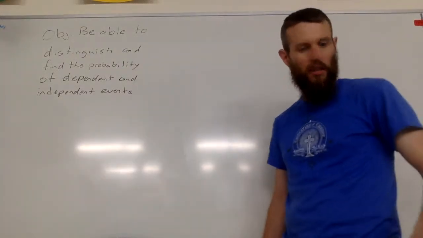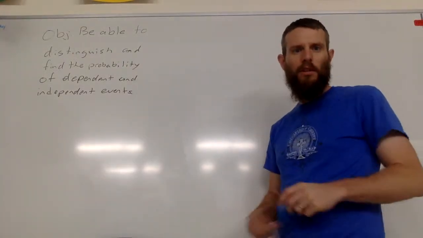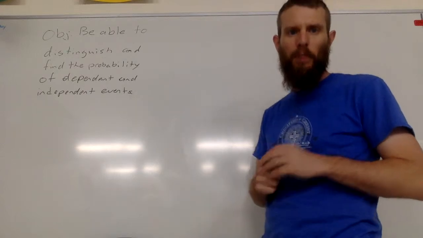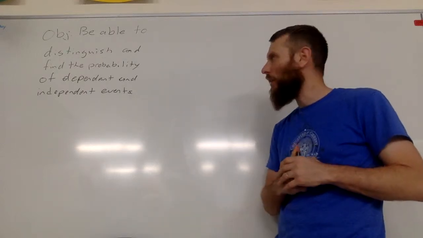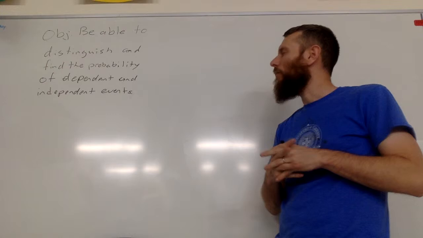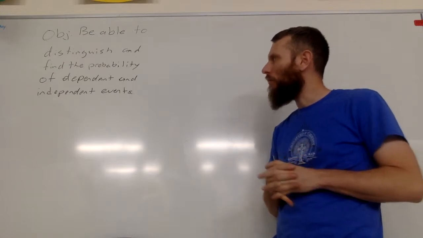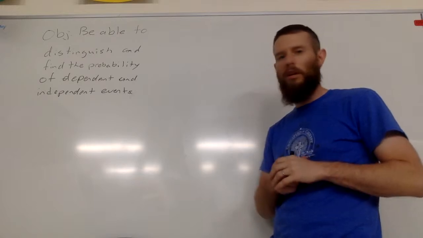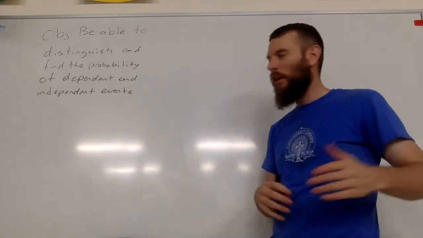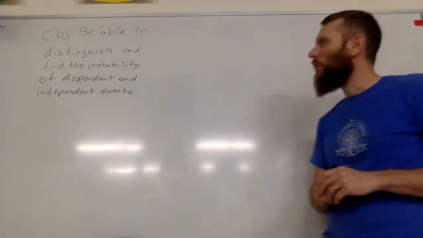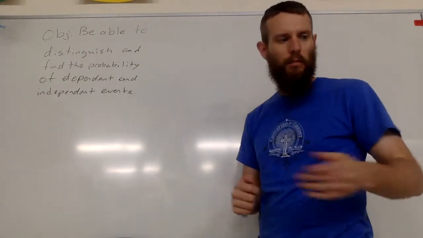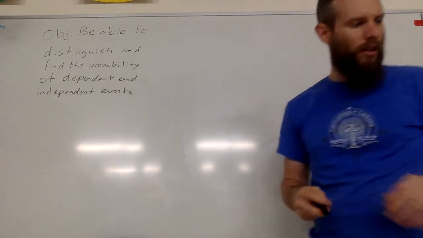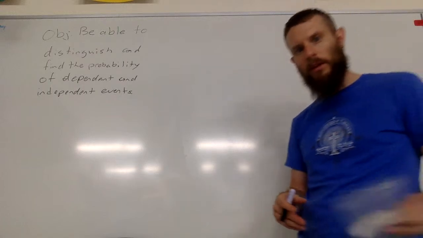Okay, in this video, the objective is to be able to distinguish and find the probability of dependent and independent events, okay? Basically this is somewhat similar to the counting principle, although even using the counting principle, you need to determine, is this a dependent event or an independent event? So let me give you a few examples of what we're talking about here.